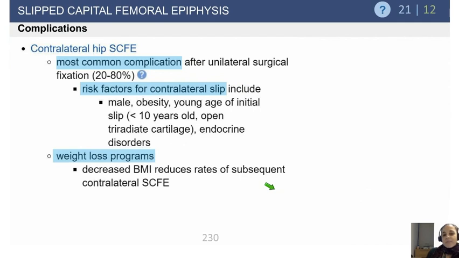Contralateral slips can happen after a unilateral slip, and the risk factors we already talked about, for the most part, young patients and endocrine disorders. Dr. Coker and his group at Boston Children's recently published a paper that showed that decreasing your BMI can decrease the rate of subsequent contralateral slipped capital femoral epiphysis.